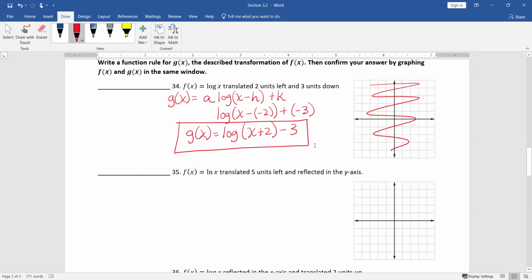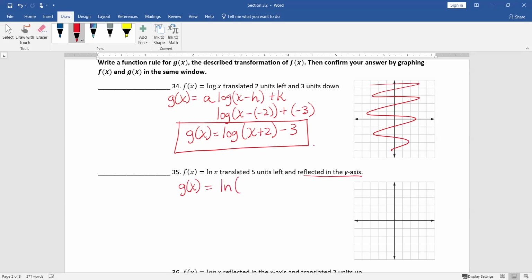All right, so for this one, we have the natural log, ln of x, translated 5 units left and reflected in the y-axis. So reflected in the y-axis means we have a horizontal reflection, so it's going to change that x. So in this case, the g of x, we have no a, no vertical stretch or shrink, and no reflection across the x-axis. So there's no negative, no a, so it's just natural log.